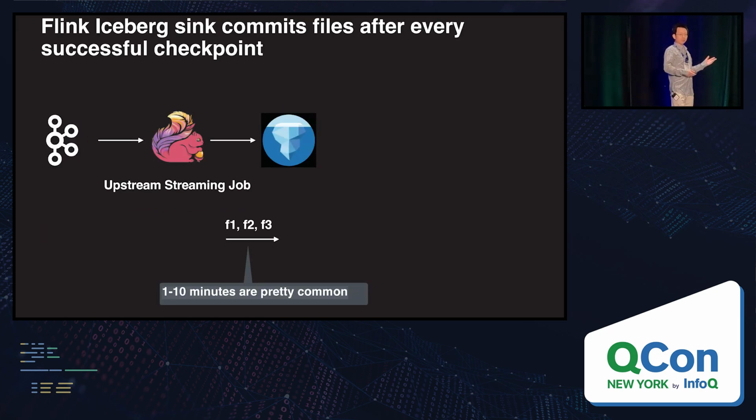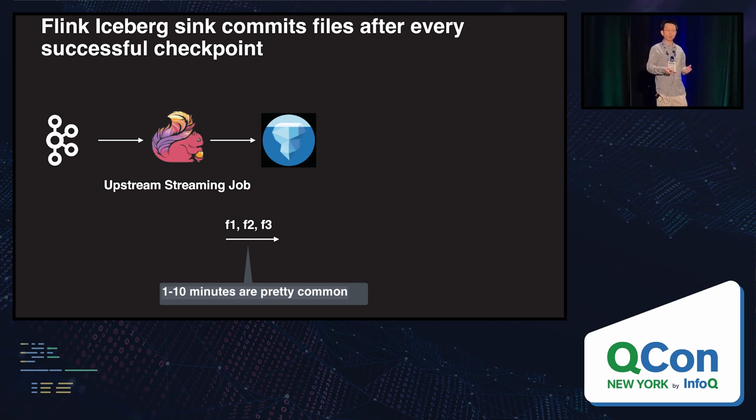As I showed earlier in the data pipeline graph, we typically have a stream processing engine like Flink read data from Kafka, write them in data files, and commit the data files to the Iceberg table. Flink Iceberg sink commits the data files after every successful checkpoint in Flink. One to 10 minutes commit interval is pretty common.